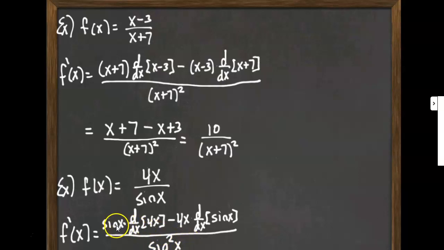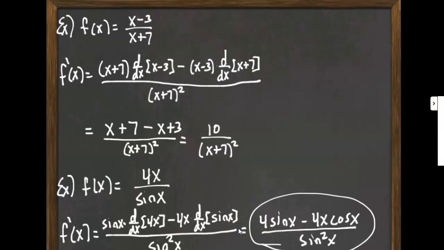Okay, and so we can go through and work that out. Derivative of 4x here is 4. Derivative of sine x is cosine x. So putting that together, we get 4 sine x minus 4x cosine x all over sine squared x.